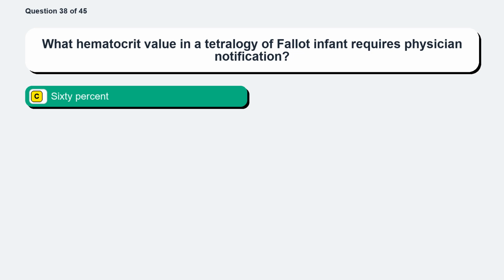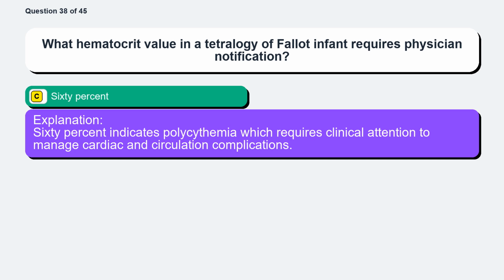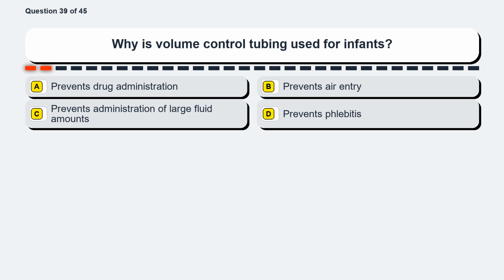The correct answer is option C. 60%. 60% indicates polycythemia, which requires clinical attention to manage cardiac and circulation complications. Question 39. Why is volume control tubing used for infants? Option A, prevents drug administration. Option B, prevents air entry. Option C, prevents administration of large fluid amounts. Option D, prevents phlebitis.